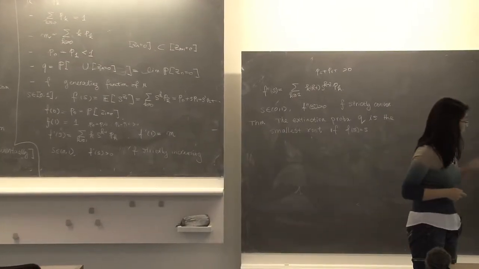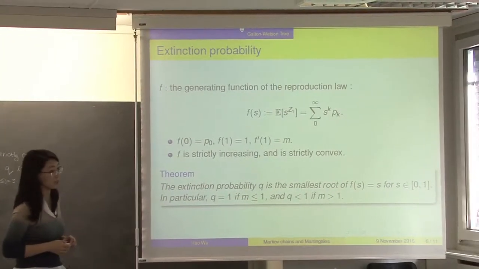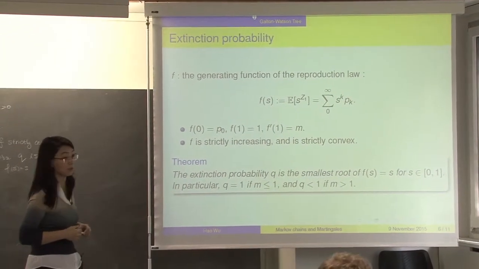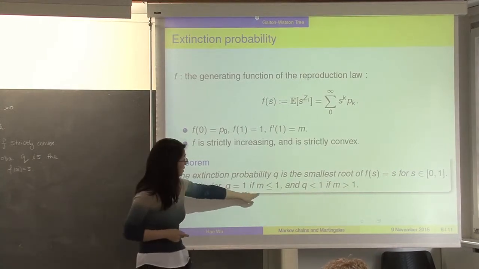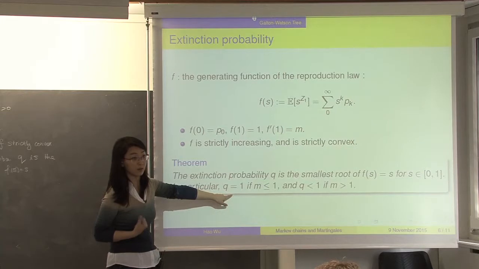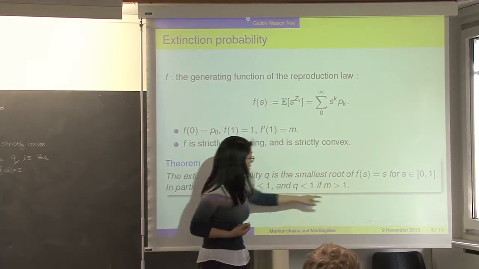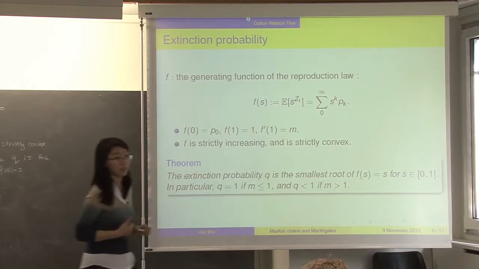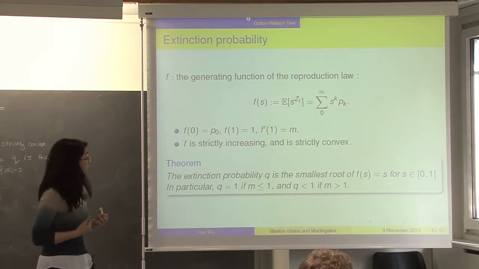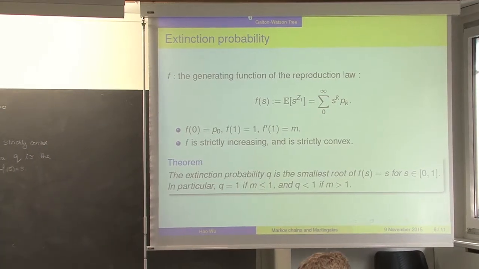And the second step gives us a precise criterion to check whether Q is strictly less than 1 or equals 1. So when the mean is less than 1, Q equals 1, so the tree almost surely dies out. And if the mean is strictly greater than 1, then Q is strictly less than 1. So we have a strictly positive chance to survive. Okay, and this is the second part.